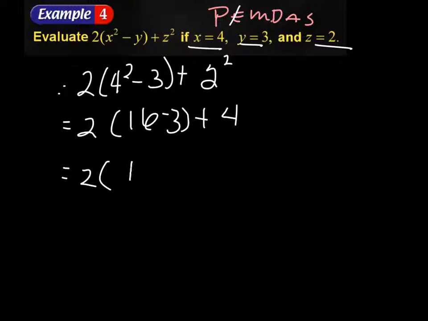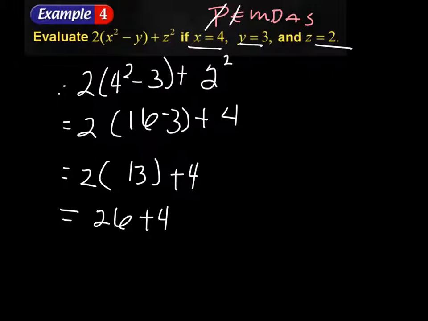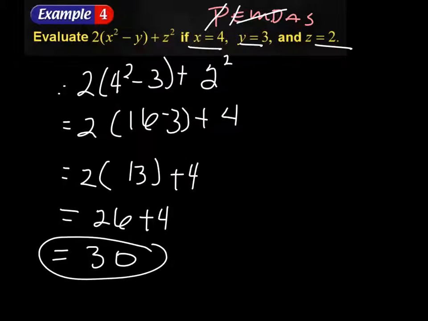16 minus 3 is 13. And 2 times 13 is 26. Haha, we just finally completely got rid of parentheses. Now no multiplication or division left. We already got all that done by getting rid of our parentheses. And addition, we get 26 plus 4 is 30.